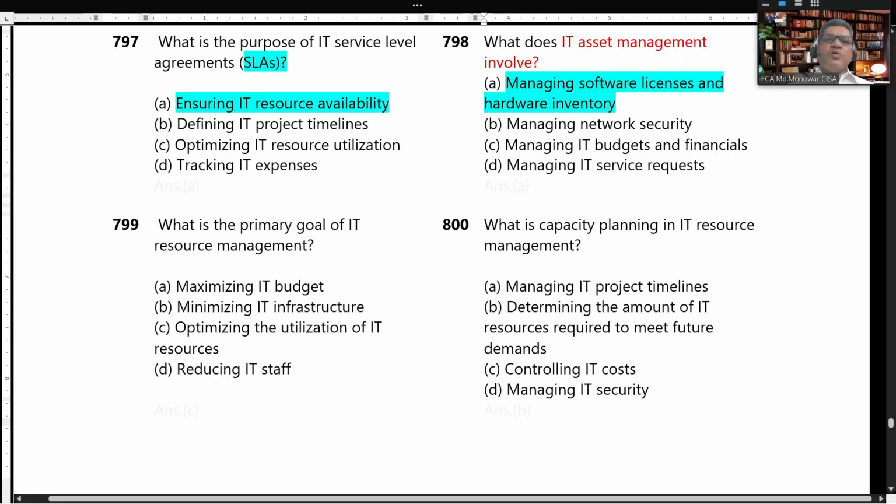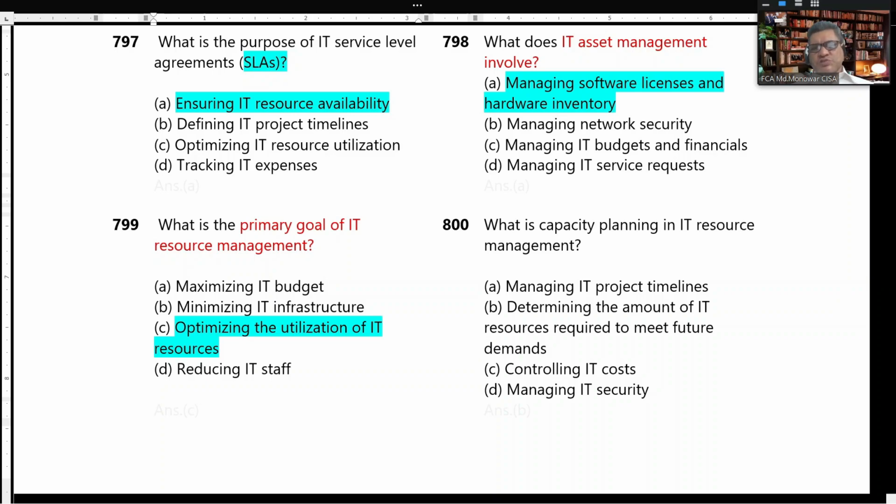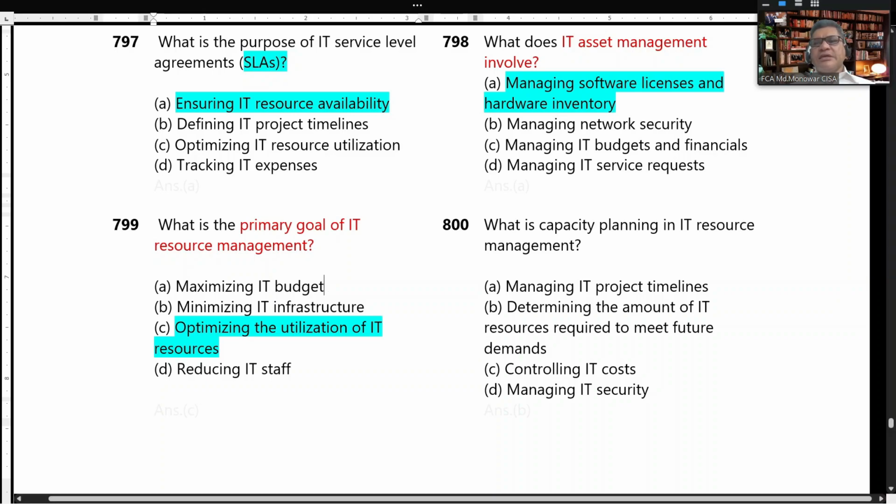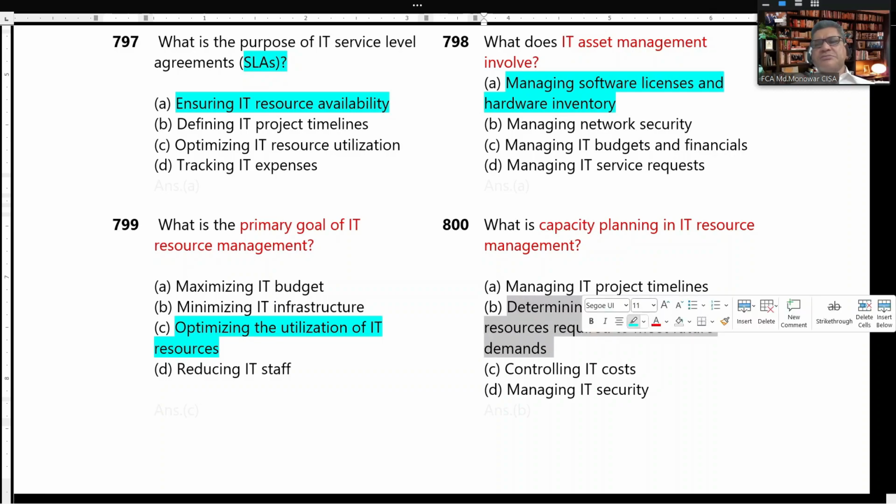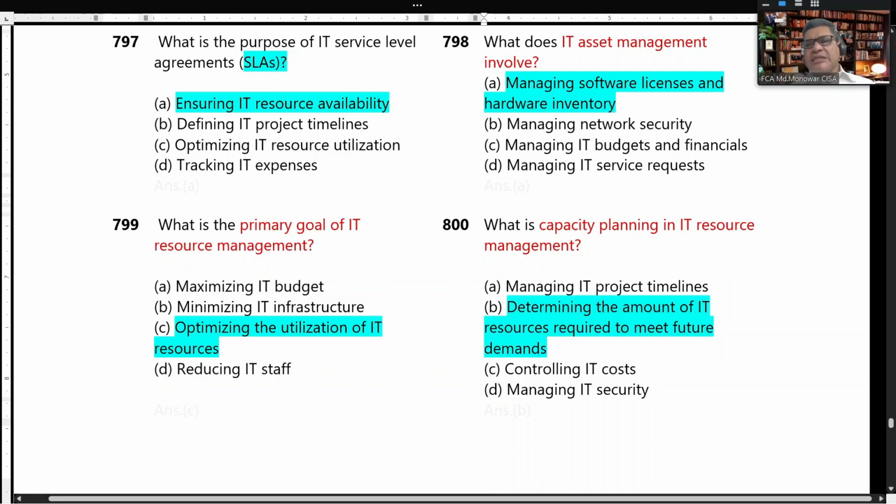What is the primary goal of IT resource management? The primary goal of IT resource management is optimizing the utilization of IT resources. What is capacity planning in IT resource management? Capacity planning in IT resource management is determining the amount of IT resources required to meet future demand.